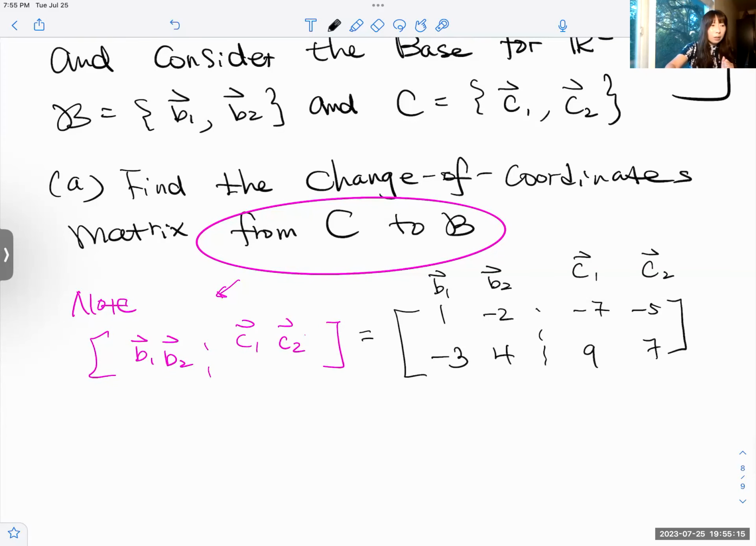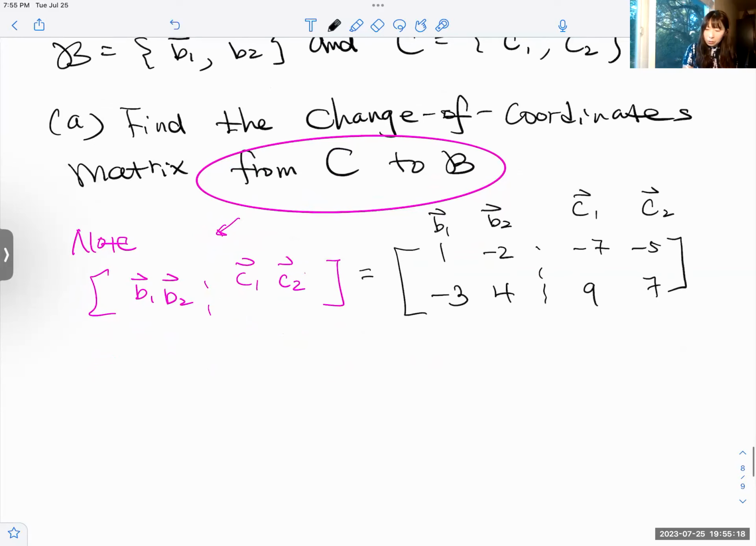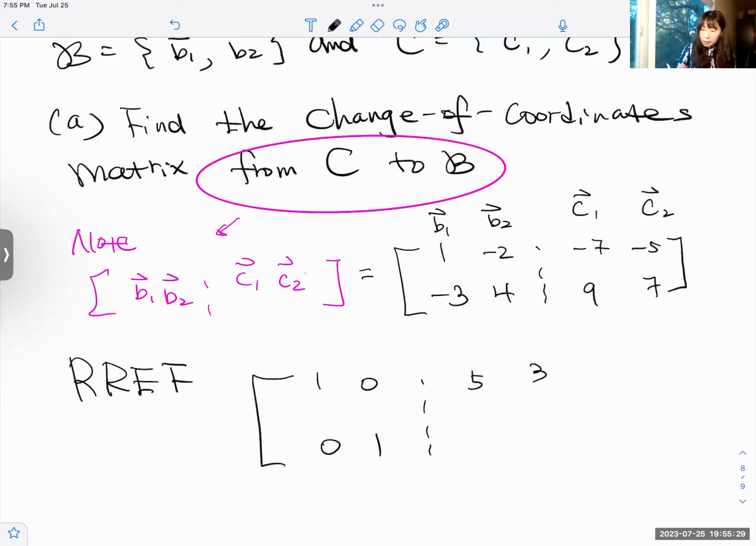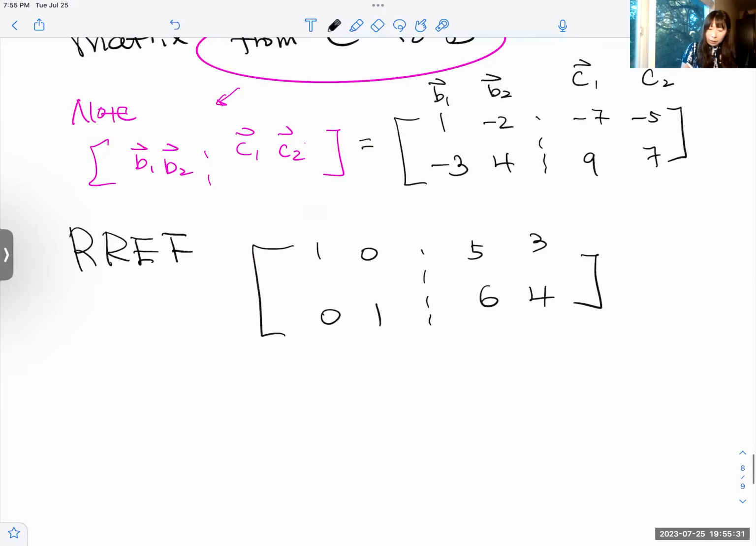Can you please give it to me, reduce the row echelon form? Thank you. Okay, so we have 1, 0, 0, 1, and 5, 3, 6, 4. So we have the change of coordinate matrix from C to B, right? In this case we have the matrix 5, 3, 6, 4. Excellent. Thank you for confirming. Okay, how about B to C?